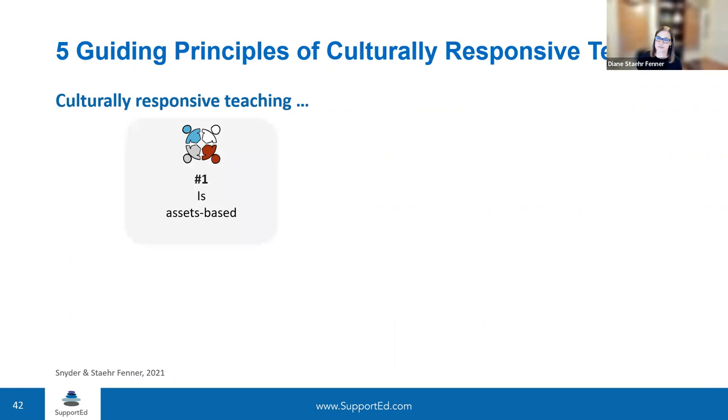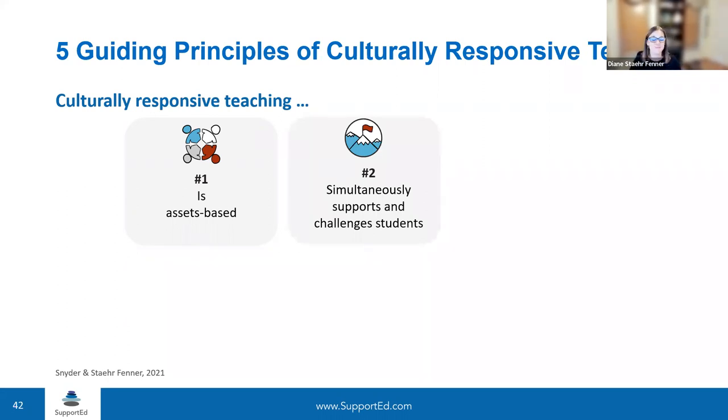So just to give you an overview, these five principles frame our book, Culturally Responsive Teaching for Multilingual Learners. I'm not going to go into great depth on each of these, but you can explore it some more on the Padlet. We have our five guiding principles. The first is that it's assets-based, and a few of you have mentioned that already today. When thinking about SLIFE, we always want to look at their assets first. It simultaneously supports and challenges students. We want to support them, but we also want to get them to the next level and give them just the right amount of challenge to get there.